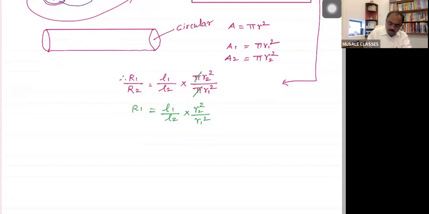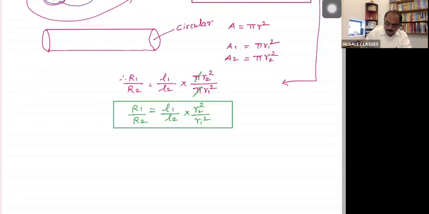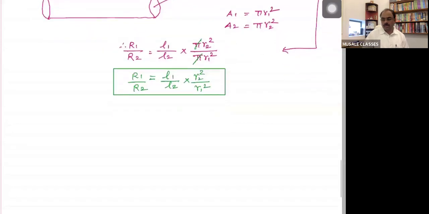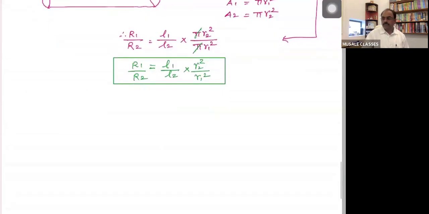So this is one more formula. R1 upon R2 is also equal to L1 upon L2 into R2 square by R1 square. So this is one more formula.